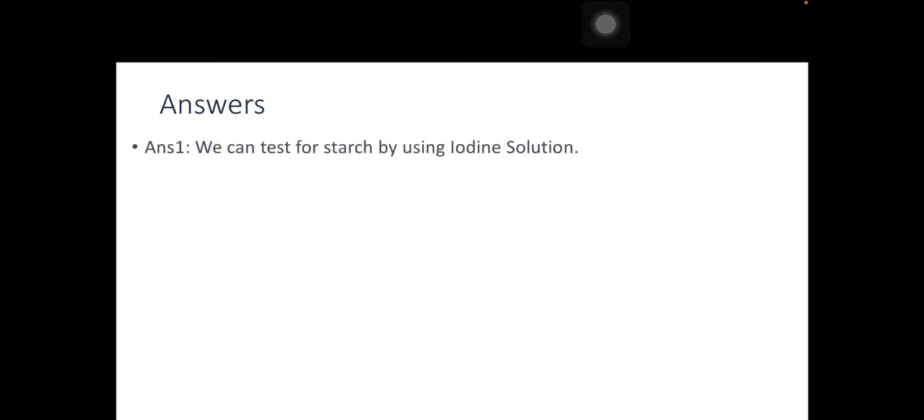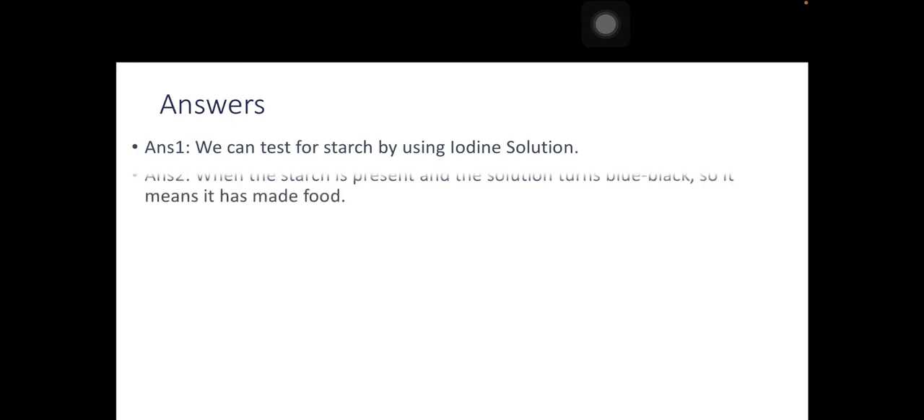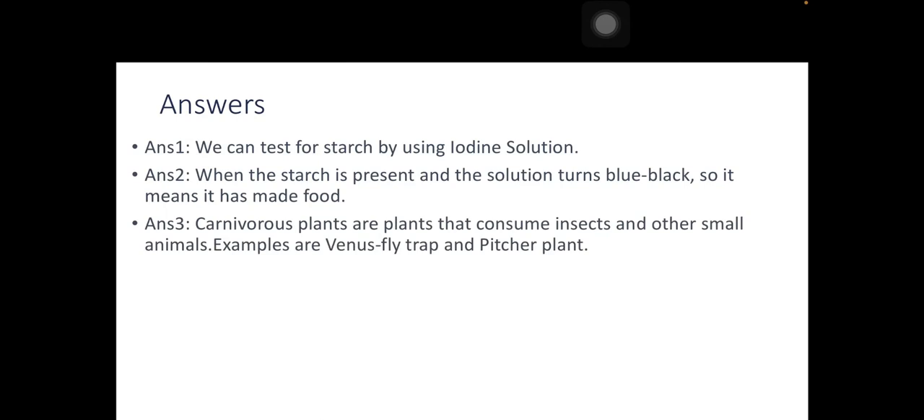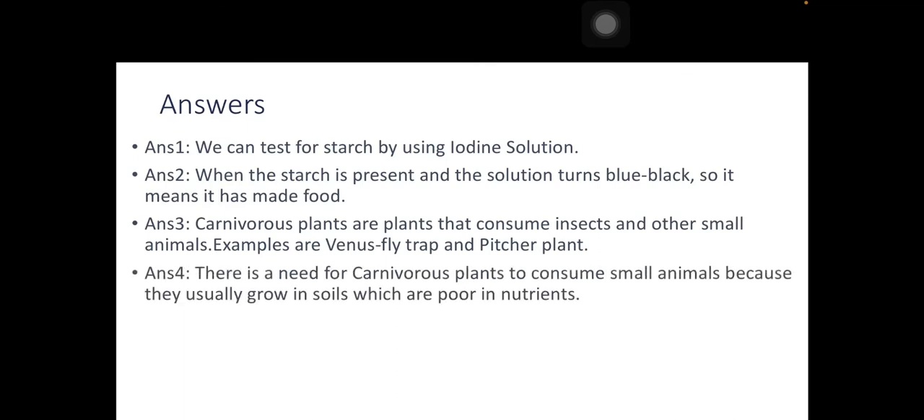The first was, how can we test for starch? We can test for starch by using iodine solution. When starch is present, the solution turns blue-black, so it means the leaf has made food. Now answer 3. Carnivorous plants are plants that consume insects and other small animals. Examples are Venus flytrap and pitcher plant. There's a need for carnivorous plants to consume small animals because they usually grow in soils which are poor in nutrients. That's exactly what we have learned.